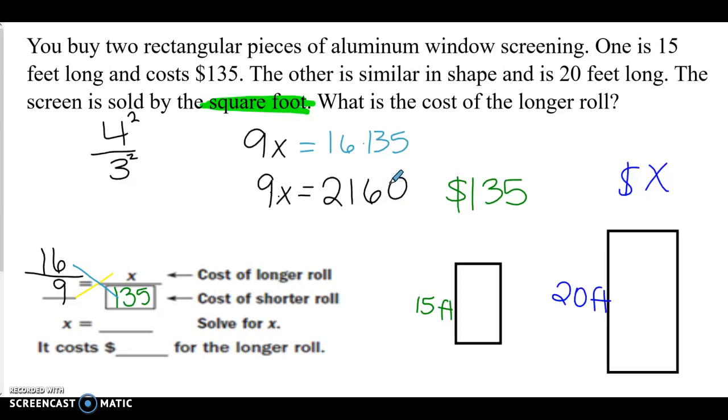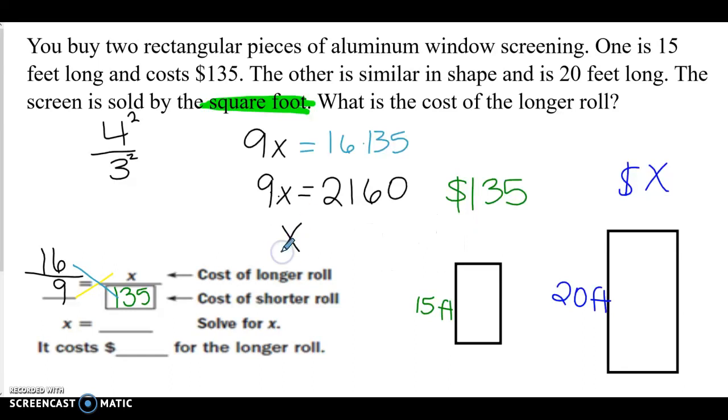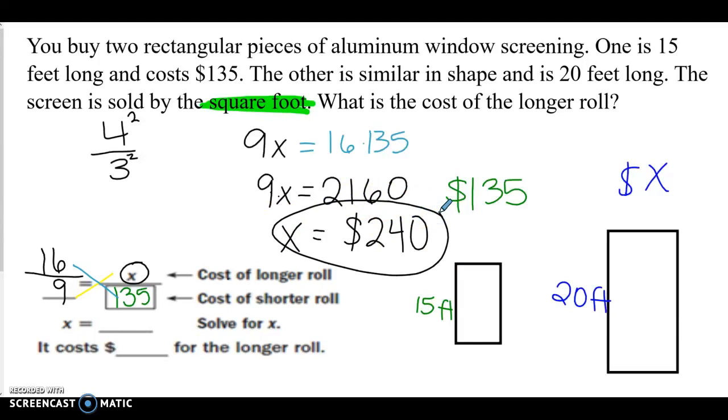Now how do I get x by itself? Divide by 9. So x is 27 what? Wait, no. Sorry. Actually, no. Oh my gosh. Yeah. So x we set up to be our cost. I said dollars. $27. So x is our 240. How'd you get that? Divide directly.